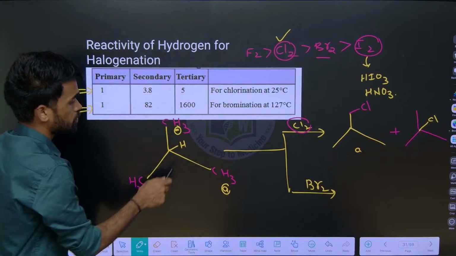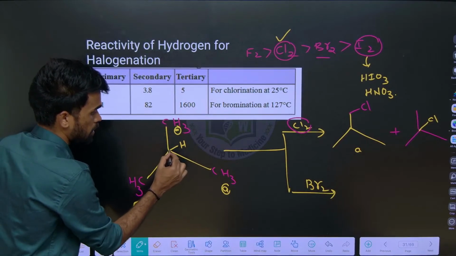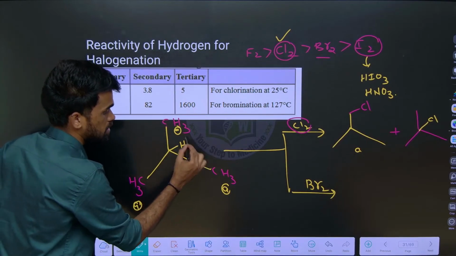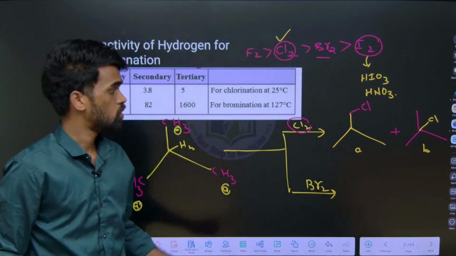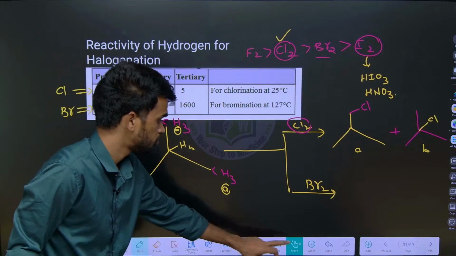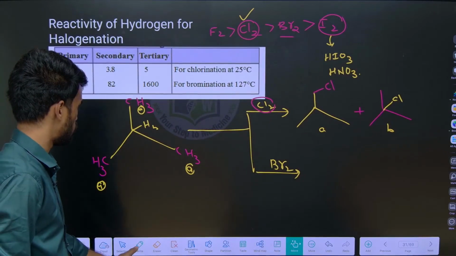So this is A type of hydrogen, therefore the product is A type, let us say. Okay, now this is a different type of carbon and a different type of hydrogen. Let us say this is B type of hydrogen, so we are getting this B type of product. Okay, like that. Now one more thing I wanted to mention here.